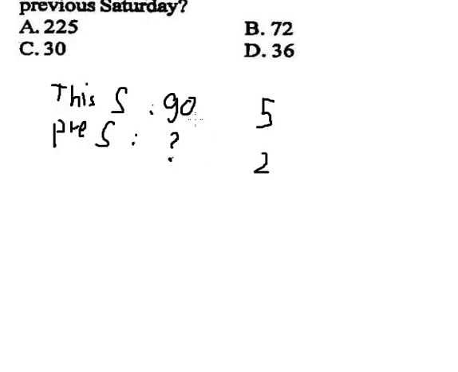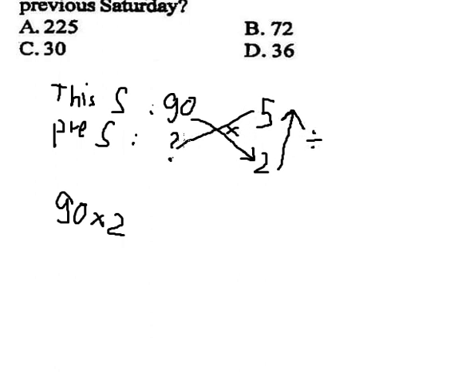For this one, 90 multiplied by number 2, then divide by number 5. And we get the question mark here, and that should be 36.